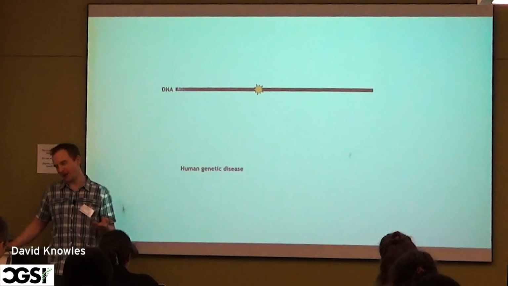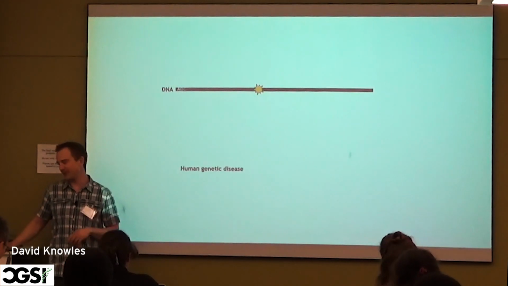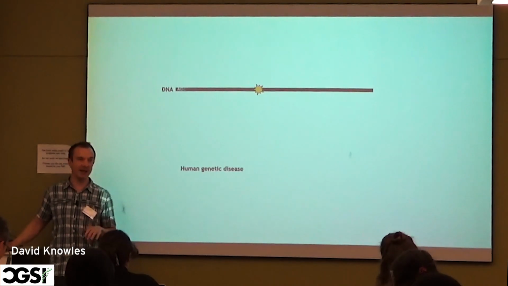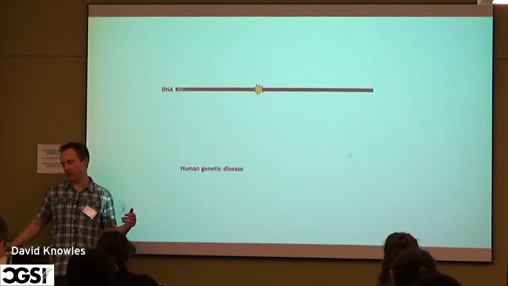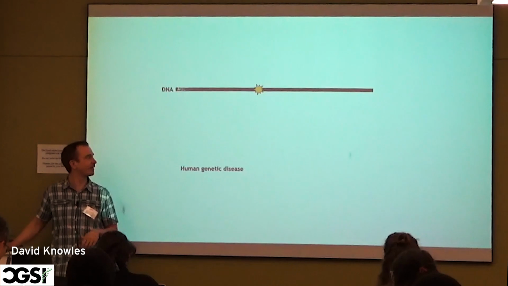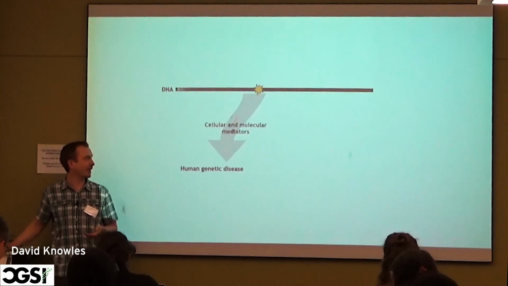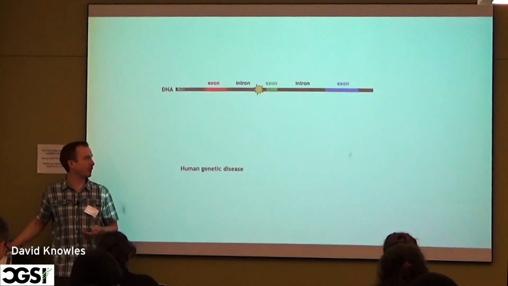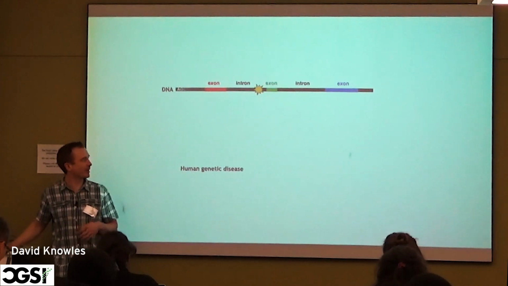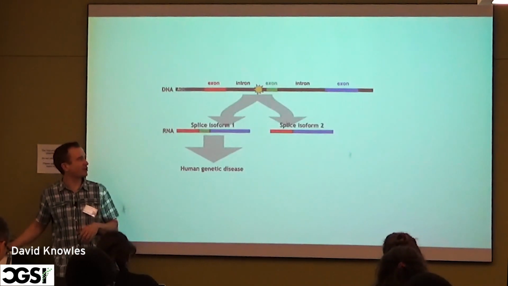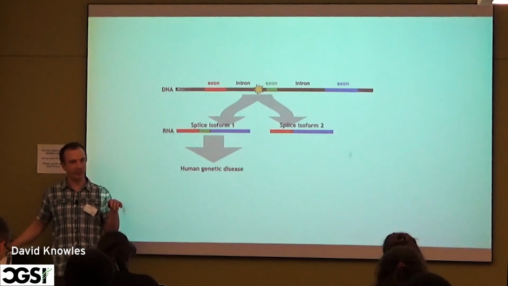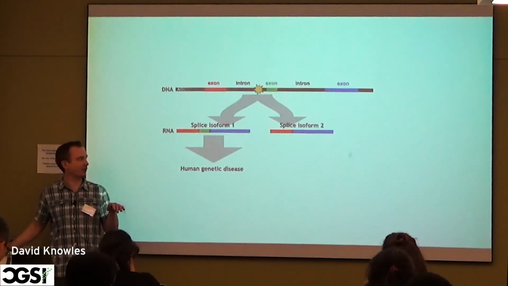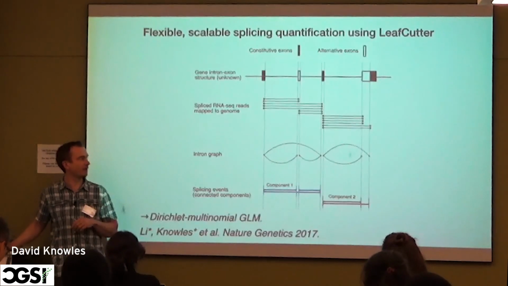So my lab, like many labs who will be represented at CGSI, is interested in understanding how variation at the DNA level ends up manifesting in traits like human genetic disease. We know this must happen through some mediators. One of the mediators that we're particularly interested in is RNA splicing. This is where you get variation in which regions are removed from the RNA that's initially transcribed. And that variation, we know, can result in disease sometimes.